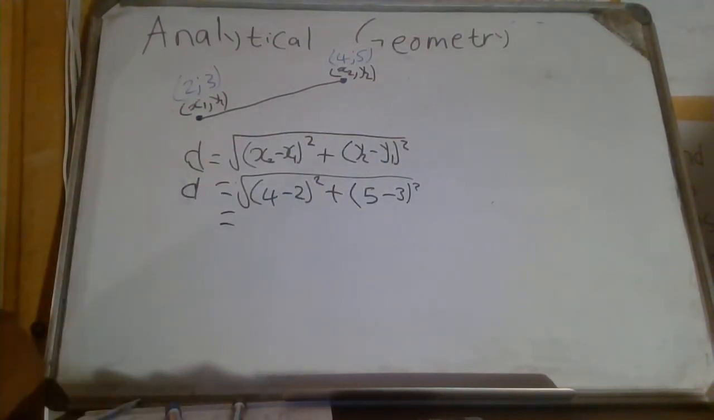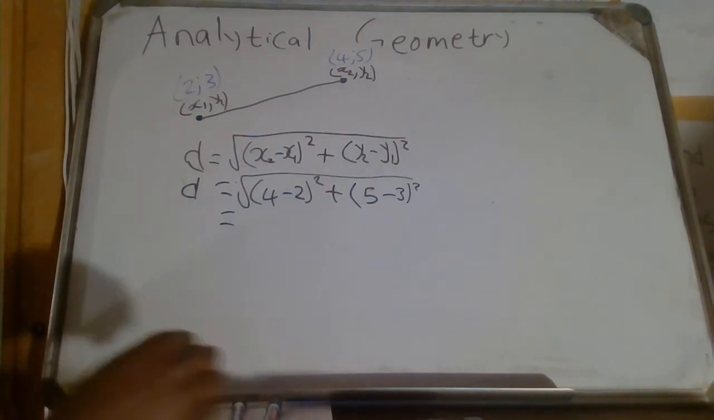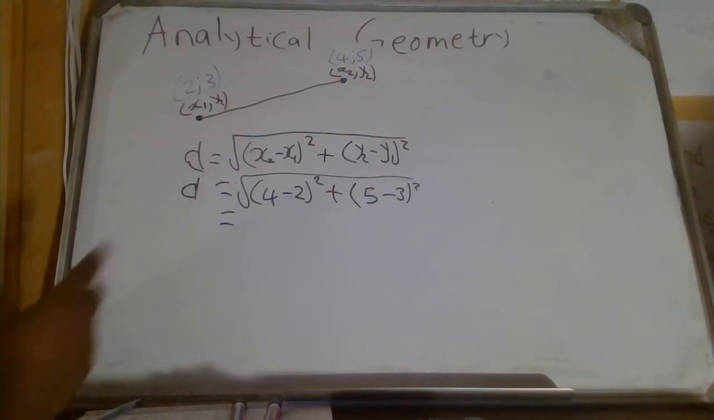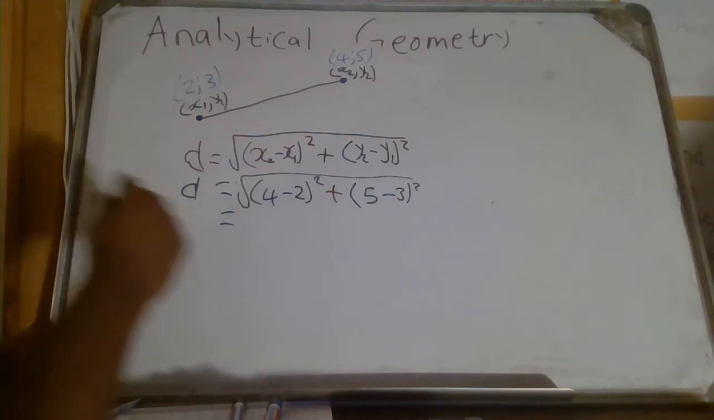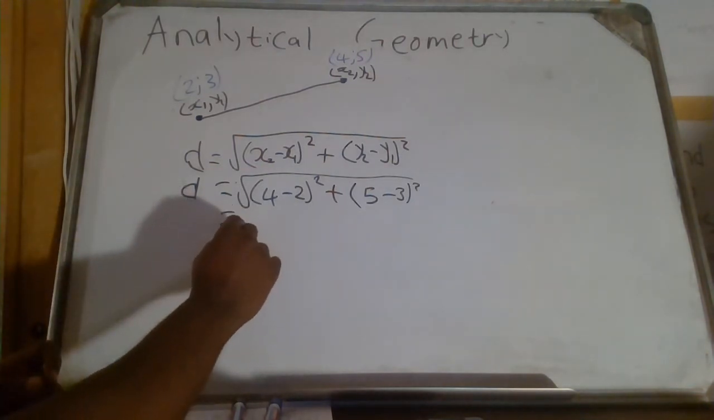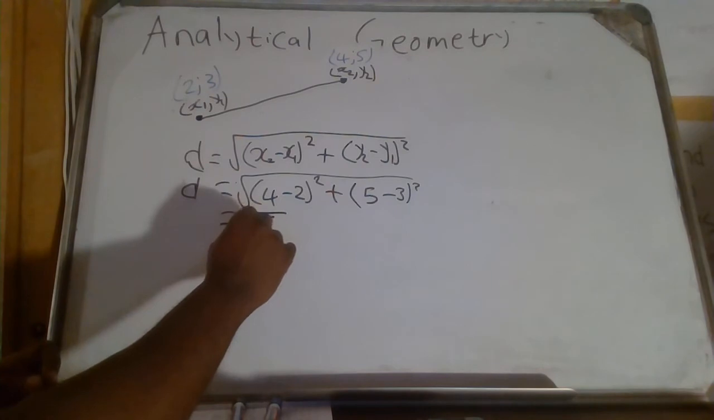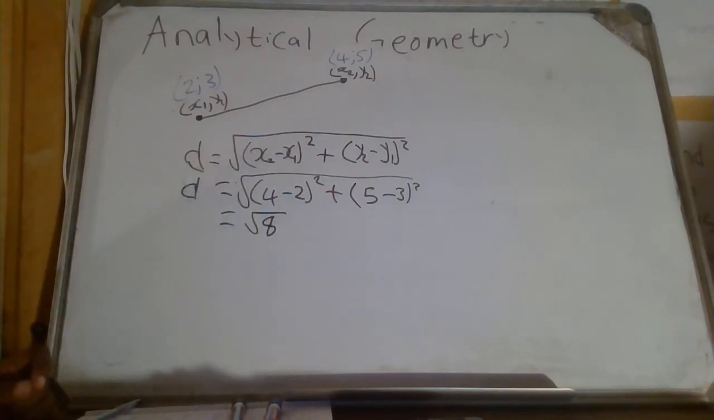When you put this on a calculator, you can try it yourself, you will end up getting something like this: the square root of 8. Your D is going to be the square root of 8.